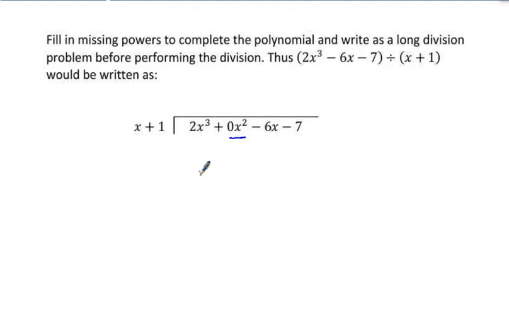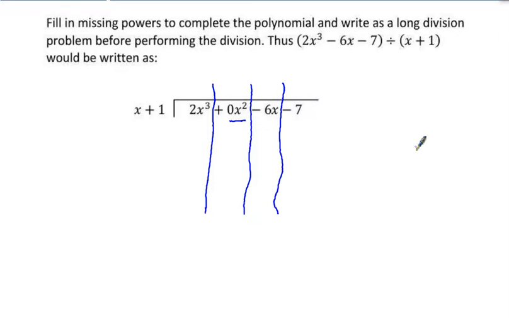So we add 0x squared. It does not change the value of this original polynomial, but it allows us to have an x cubed column, an x squared column, which wouldn't have existed otherwise, and you'll see why that's important in a moment, an x to the first column, and a constant column. So all of our work will remain in those columns. And we follow the same process as before. Divide. 2x cubed divided by x equals x squared. If we did not have the placeholder of 0x squared, there would have been no place for us to put x squared as our answer.